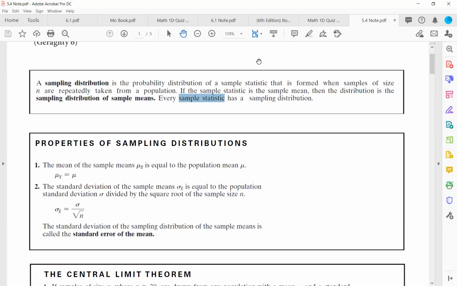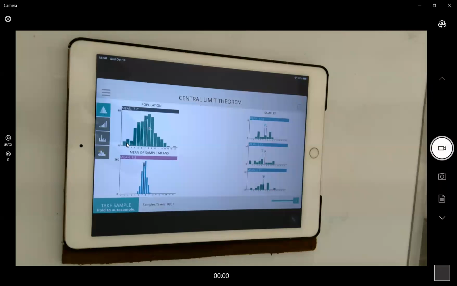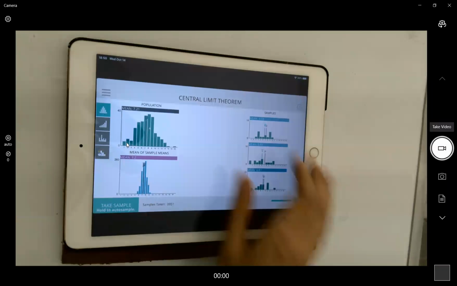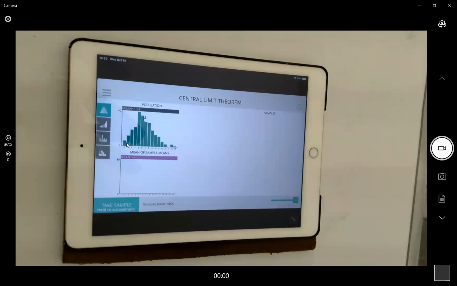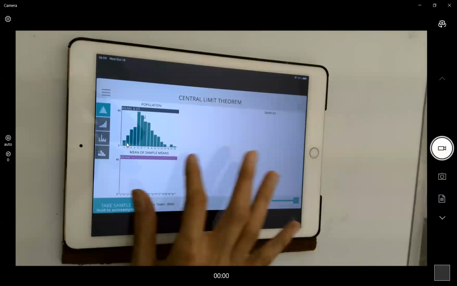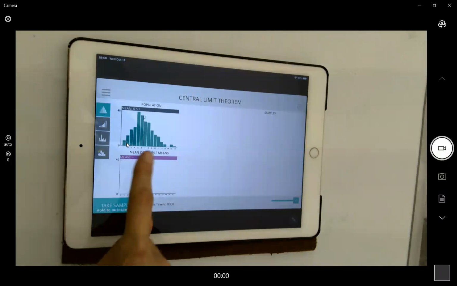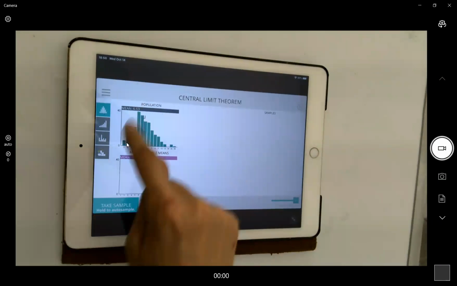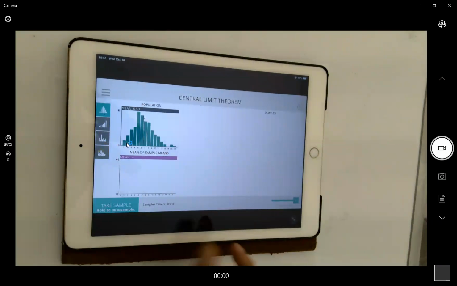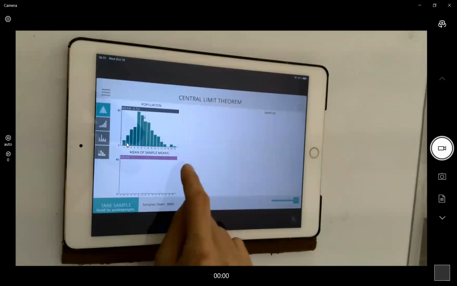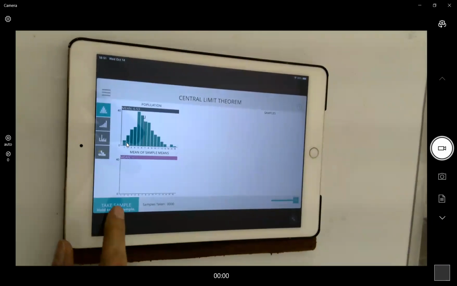Let us take a look at our simulation. So here you have your population. This is the population distribution. And we're going to take random samples from this population and find the means of those samples and graph them here. So I'm going to take a sample of size 15 and I'm going to repeat this process.